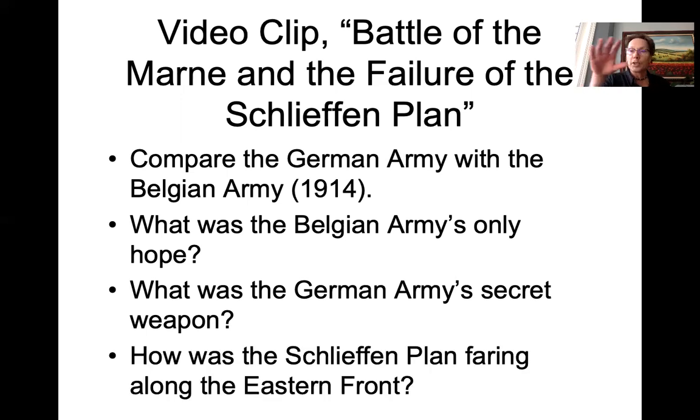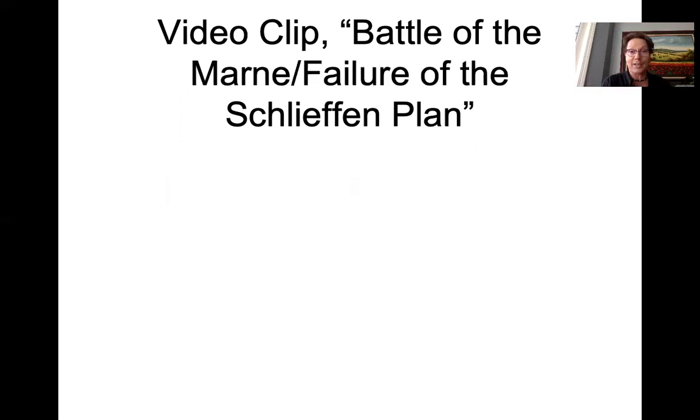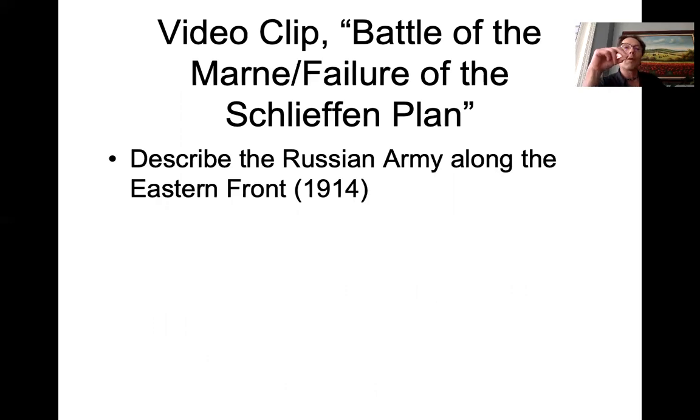Next question. So remember, the Schlieffen Plan was the idea of knocking the French out of the war as quickly as possible, and then focusing your attention on the Eastern fronts. So the next guide question is, how is the Schlieffen Plan faring along the Eastern fronts? That would be the fighting between the Germans on one side and the Russians on the other side. I want you to be able to describe for me the Russian army along the Eastern Front in 1914.